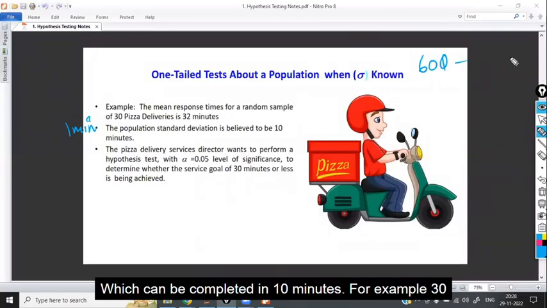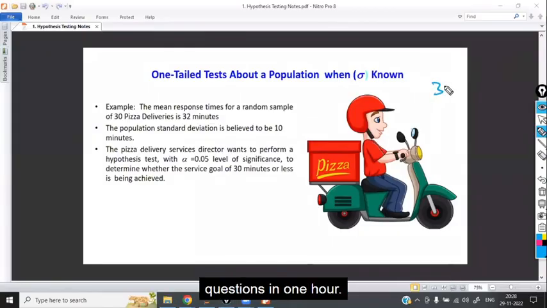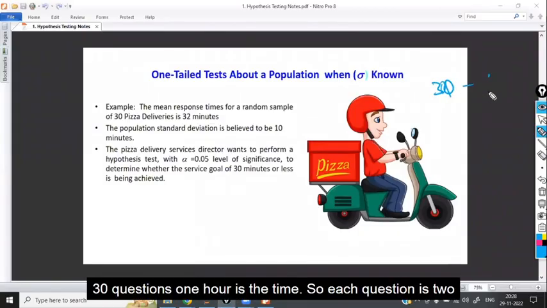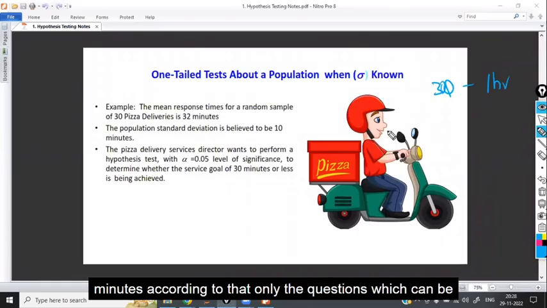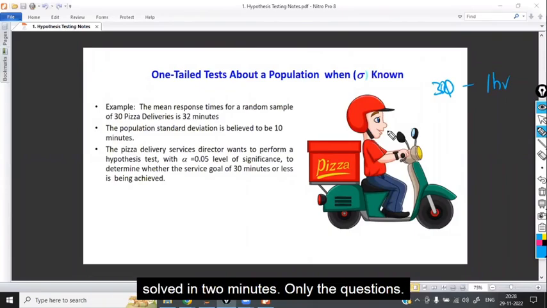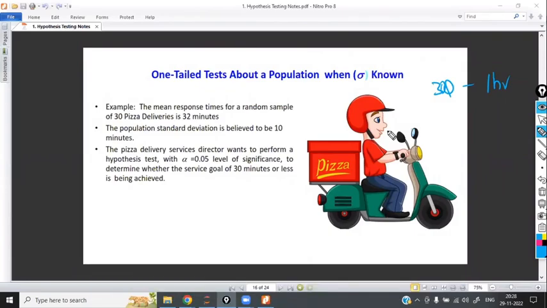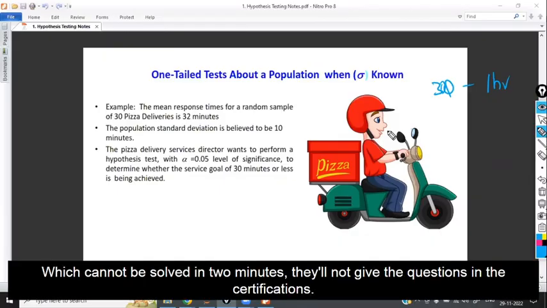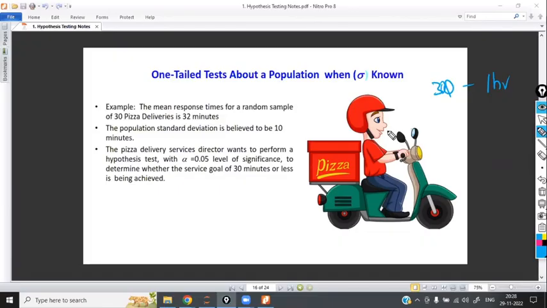For example, 30 questions in 1 hour. 30 questions, 1 hour is the time. So each question is 2 minutes. According to that only they will give the questions, which can be solved in 2 minutes only. Which cannot be solved in 2 minutes, they'll not give in the certifications. Clear? Is it clear now?